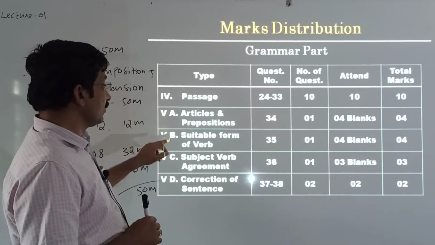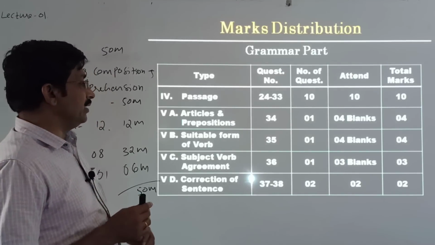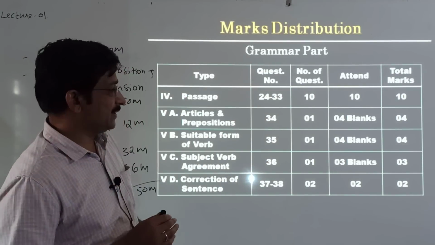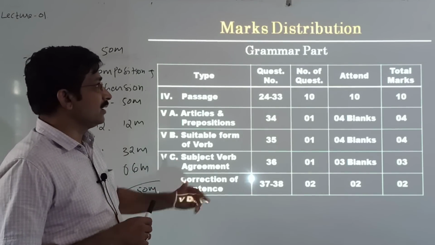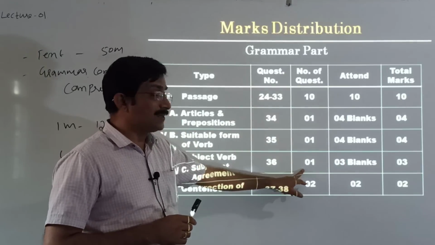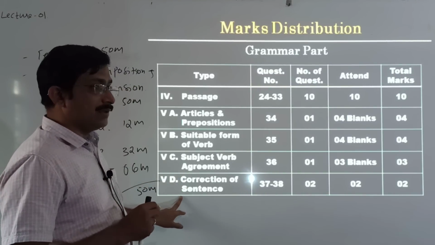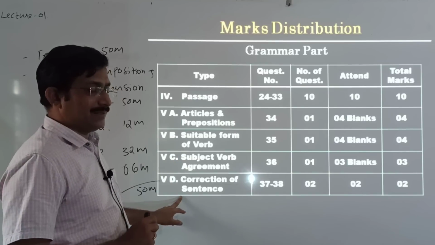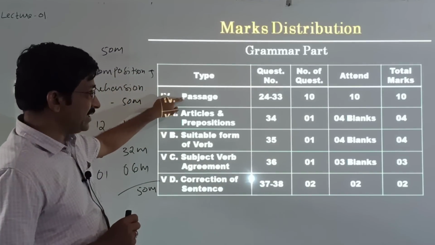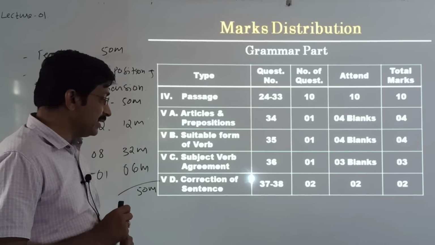Passage covers 10 marks. Suitable form of verb: we have to use the suitable form of verb from the given. Question number 35, number of questions 1 and 4 blanks will be there. Total 4 marks. Next, subject verb agreement, question number 36. Number of questions 1, 3 blanks and 3 marks. Correction of sentences: 2 questions will be there. We have to write 2 answers and we will get 2 marks. So here: passage, articles and prepositions, suitable form of the verb, subject verb agreement, correction of sentences.